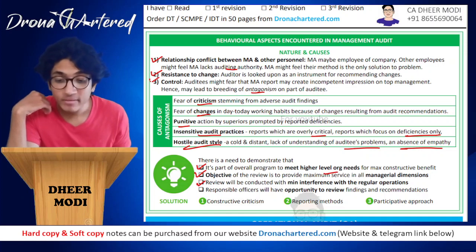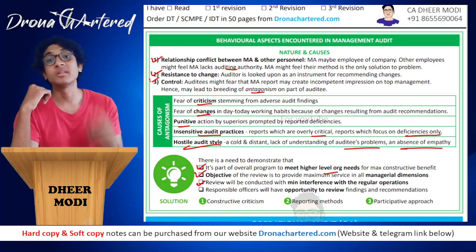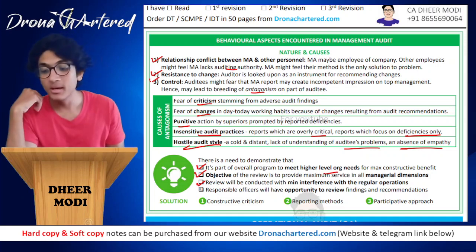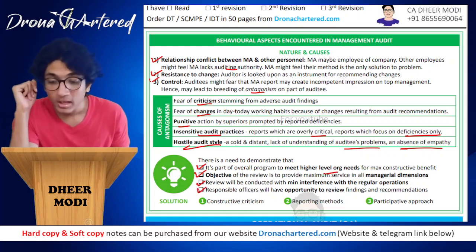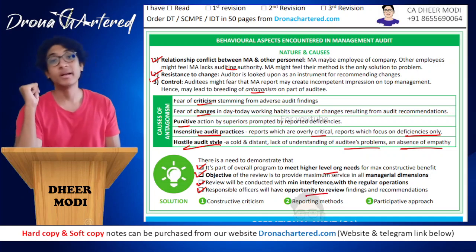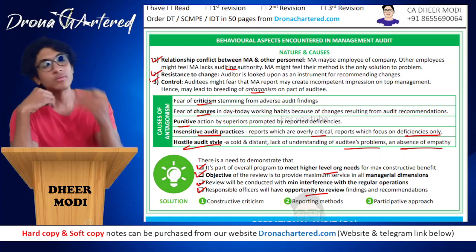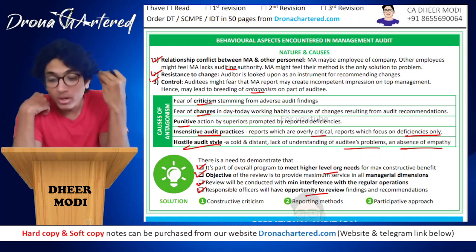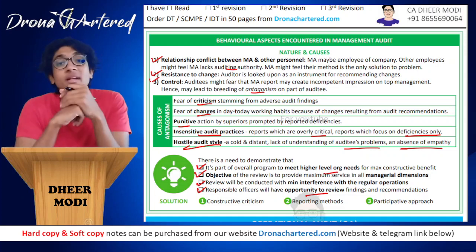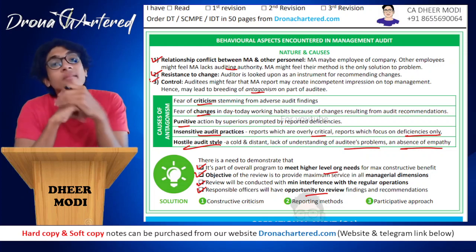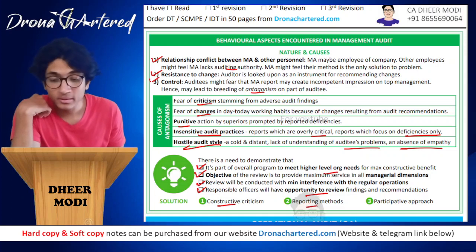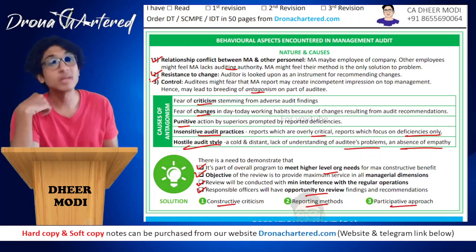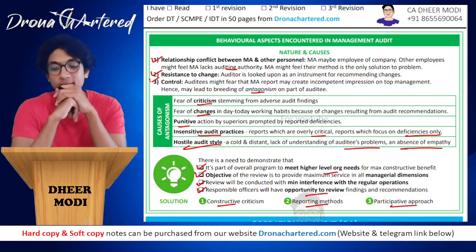Review will be conducted with minimum interference with regular operation. That means my regular operation, my day-to-day business, shall not be hampered because of this audit. Responsible officers will have the opportunity to review findings and recommendations. That means you're telling them, boss, whatever recommendation I give you, whatever findings I find, you will first review and only then I will put it in the report. Okay, so that is your constructive criticism, reporting methods, and your participative approach. That means it should not be a hostile environment.